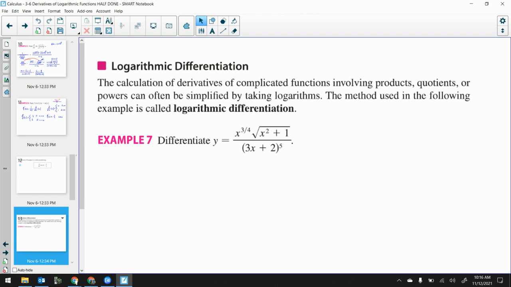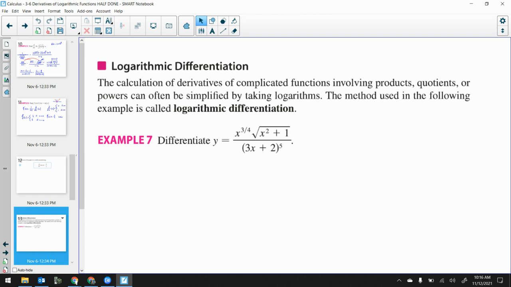So logarithmic differentiation. Now, when I perform differentiation on something like this, I hope we would agree that I know how to differentiate this. Every piece in there, I know how to differentiate. There's nothing in there that I'm too scared of. However, there's just a lot going on.